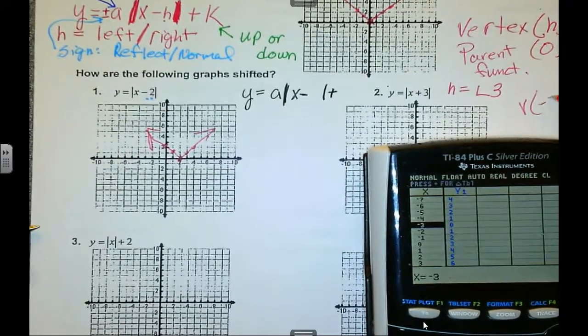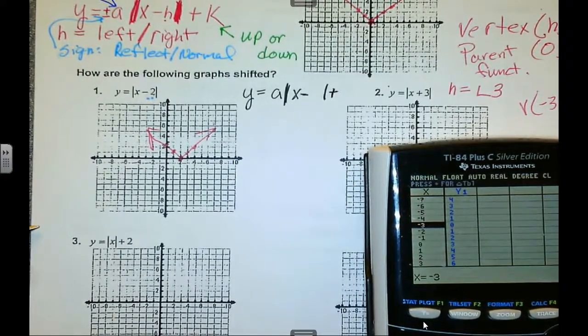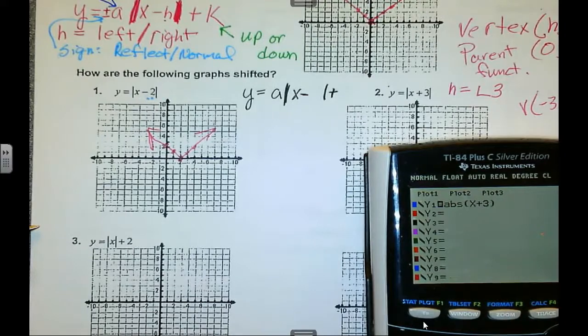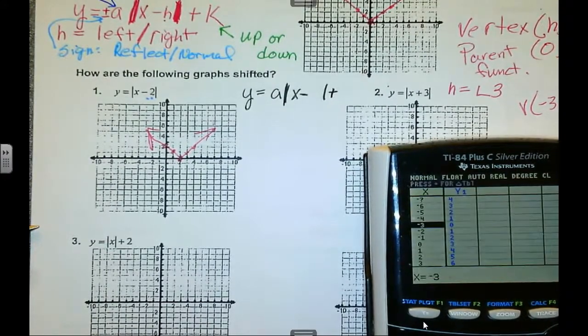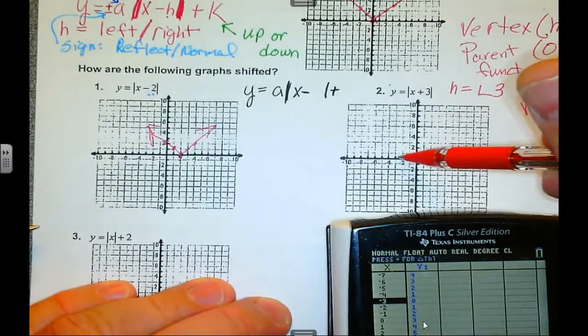Should you use absolute value? You have to put in absolute value. What little calculator trick? Oh, hit second graph. That's your XY t-chart. Okay, so my vertex is at negative 3, 0.